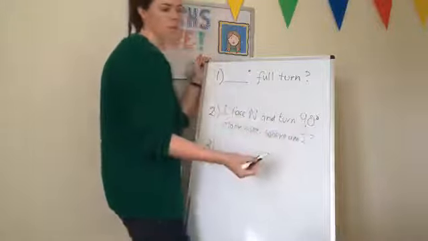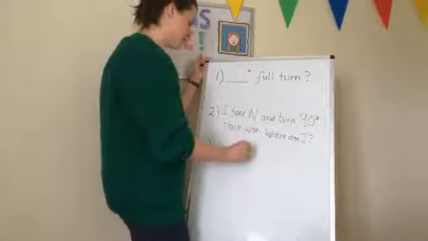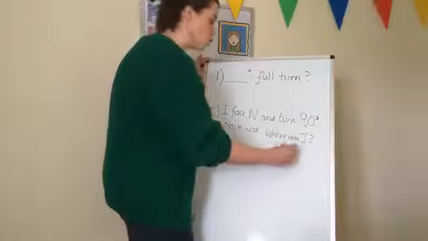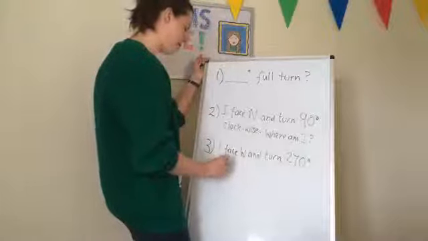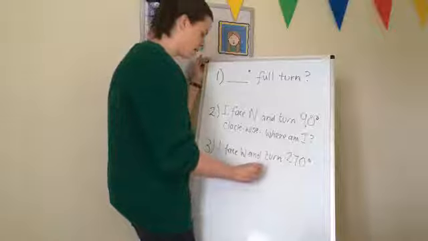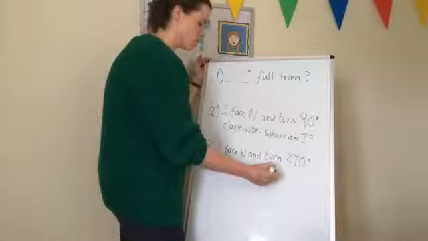And the last one was, I face west and turn 270 degrees anti-clockwise. I'm not going to write anti, I'm going to put A-C-W in future rather than writing it all out. So where am I?